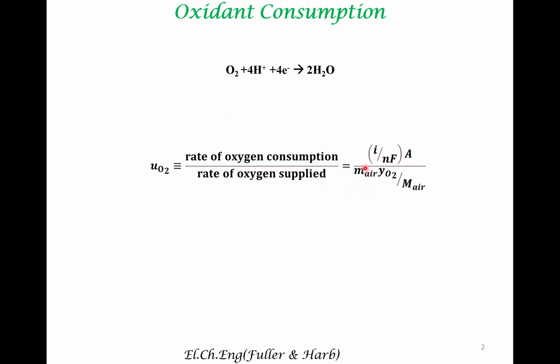In the denominator, we have the mass flow rate of air because oxygen is not supplied in the form of pure oxygen, but is supplied in the form of air because it's much less expensive to supply air instead of pure oxygen. Then the mole fraction of oxygen divided by the molecular weight of air. This gives you the moles of air that is being supplied.